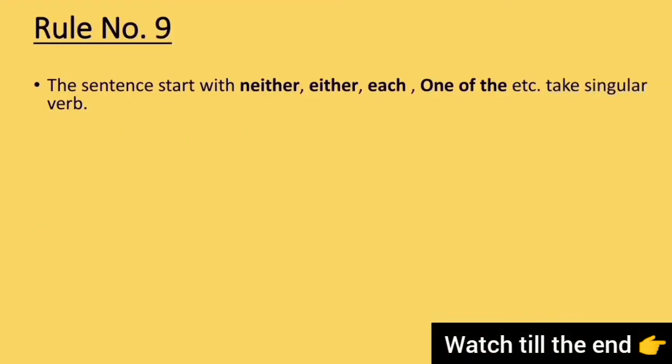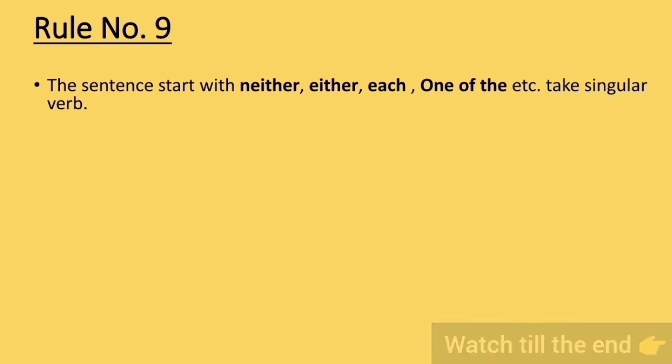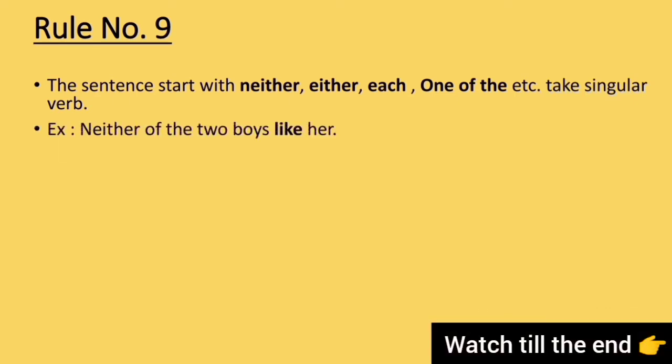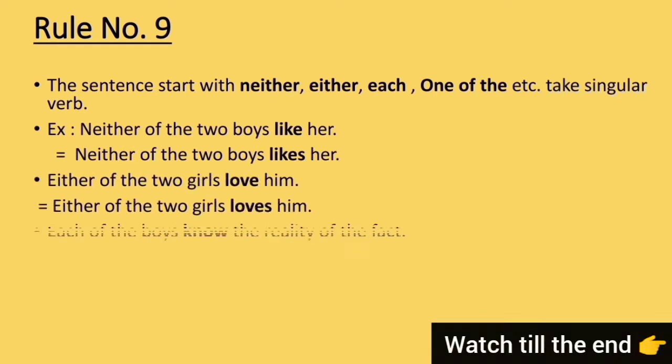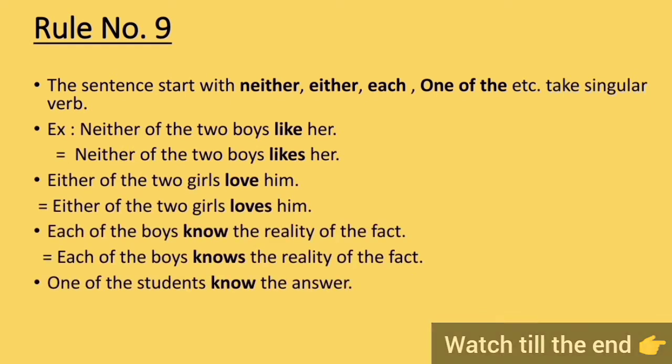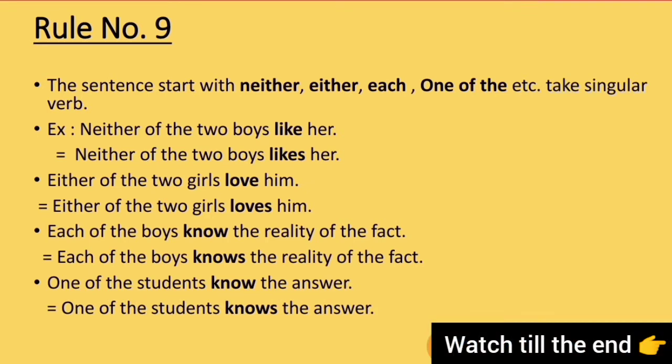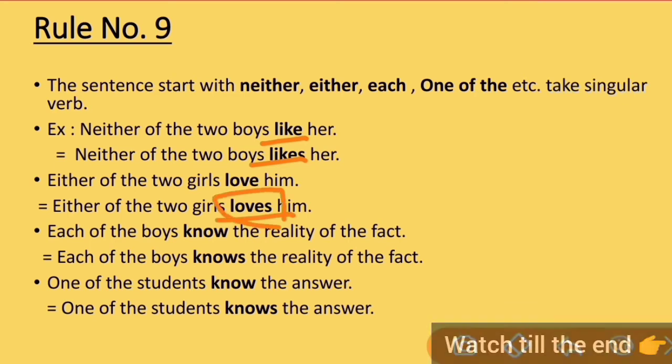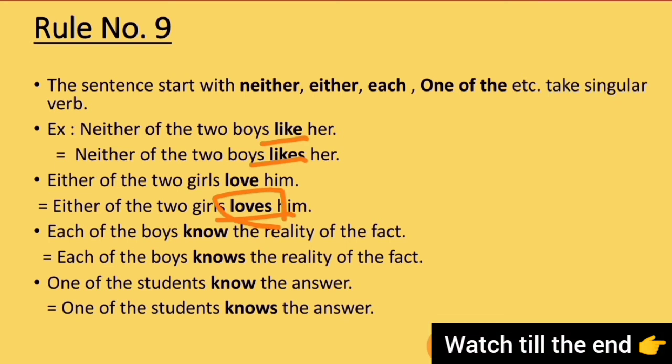Next, rule number 9. A sentence that starts with neither, either, each, one of, etc. takes singular verbs. Here, notice the example. It takes singular verbs, like "likes," third person singular number, so they take s. Okay.